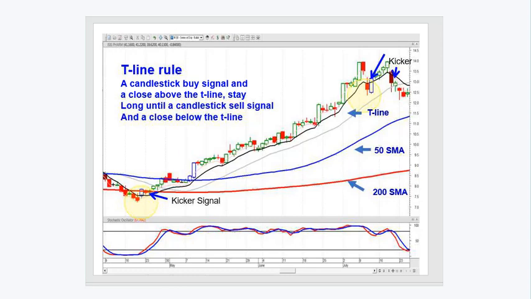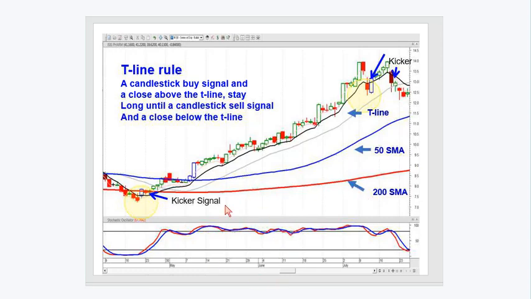So we're going to be going through hundreds of charts so that your eye becomes very accustomed to seeing the signal, the T line, the pattern setup, everything that would indicate you've got a high probability trade setup.